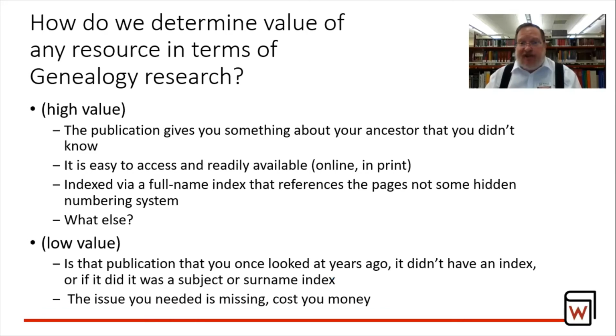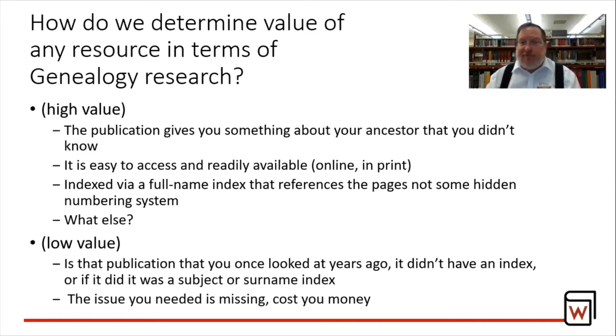So let me step back for a second and have you ask yourself, how do we determine the value of any resource in terms of genealogical research? A high value, something that we think is really high. The publication gives you something about your ancestor that you didn't know. We always hold those records in high esteem. It's easy to access, readily available. It's either online, in print, it's everywhere. It's indexed with a full name index that references pages, not some hidden numbering system. What else do you consider high value?